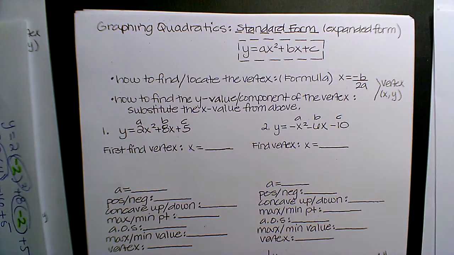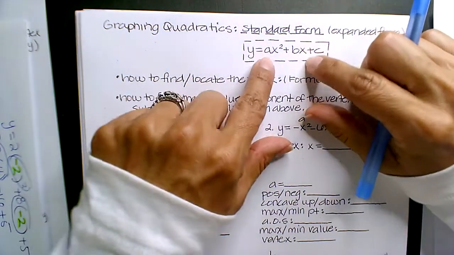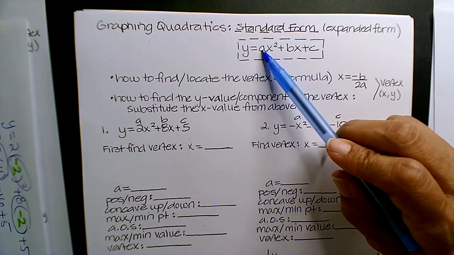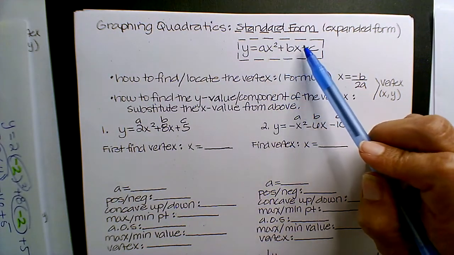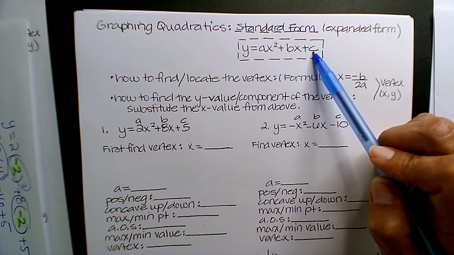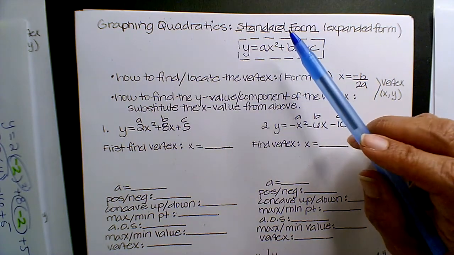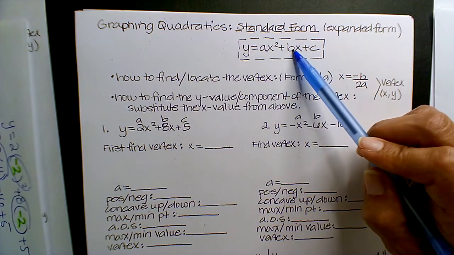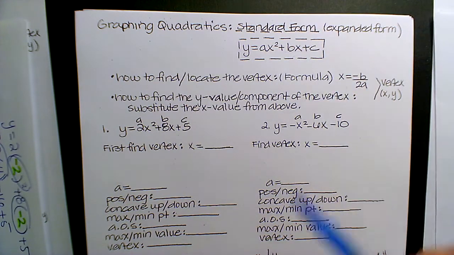You guys are on standard form. Notice it's not vertex form. There's no parentheses squared. This is ax squared plus bx plus c. This is in expanded form. You have an A, you have a B, and you have a C. There's no HK, so do not do opposite H follow K. There's no H, there's no K.